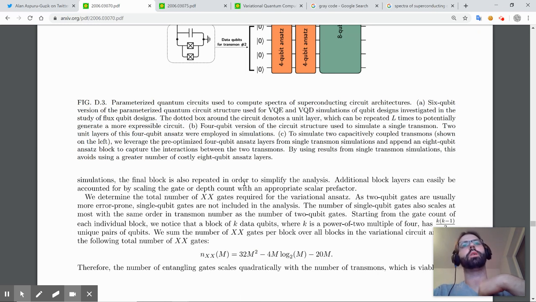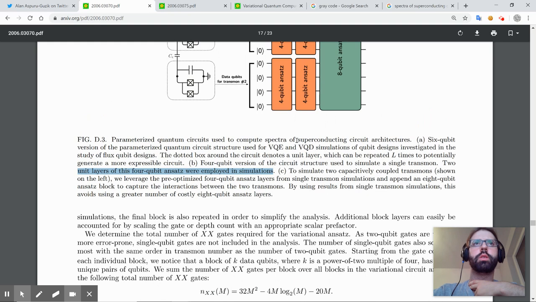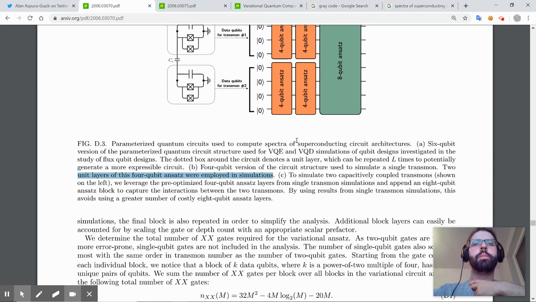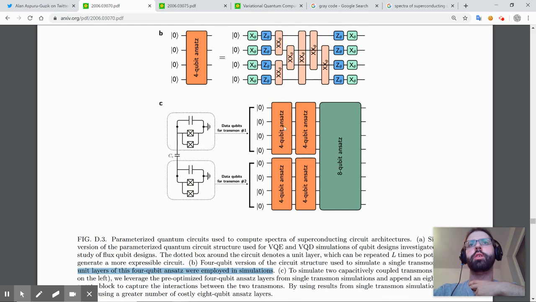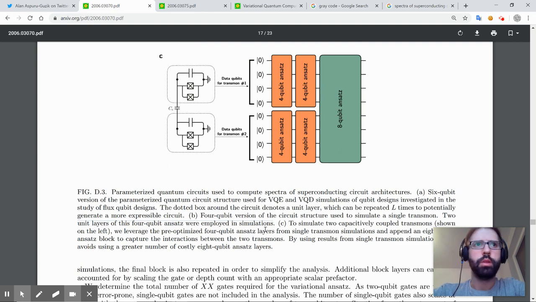2 unit layers of these 4-qubit ansatz were employed in simulations. The 4-qubit version of the circuit structure used to simulate a single transmon. 2 unit layers, okay. To simulate 2 capacitively coupled transmons, we will leverage the pre-optimized 4-qubit ansatz layers from the single transmon. So you actually do put them one after the other. I don't get what's the point of starting with that.